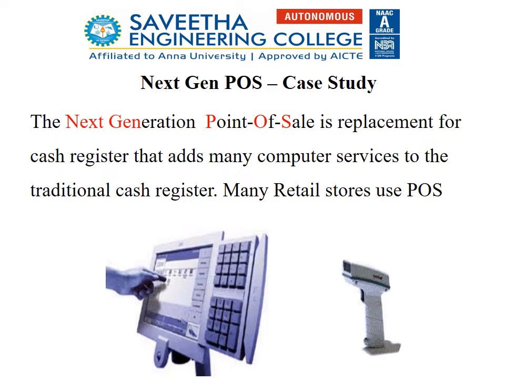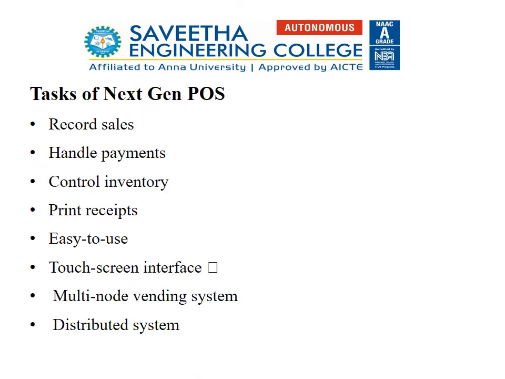This process, these computer services, or the traditional system, is replaced by the next generation point of sale system, where everything is replaced by a single entity. These are some of the tasks of the next generation POS system: record sales, handle payments, control inventory, print receipts. It must be easy to use, with a touchscreen interface, a multi-node vending system, and finally it should be a distributed one.